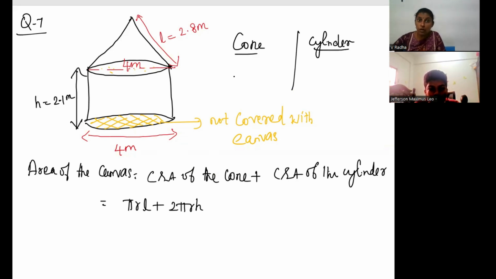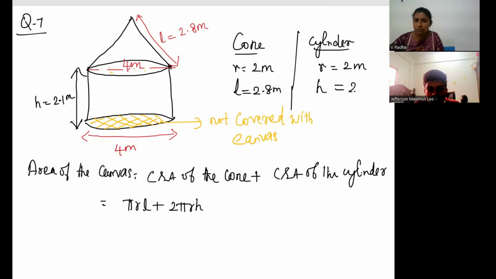Okay, so for the cone, the radius is equal to 4 by 2, that is 2 meter. And for the cylinder also, the radius is equal to 2 meter. But for the cone, only the slant height is given, it is 2.8 meter. The height is not given, and there is no need to find h for the cone, so it is pi r l only. But the height of the cylinder is what? It is directly given, 2.1. Yes, ma'am. Now every measurement is known. Only the substitution and the simplification part is left.